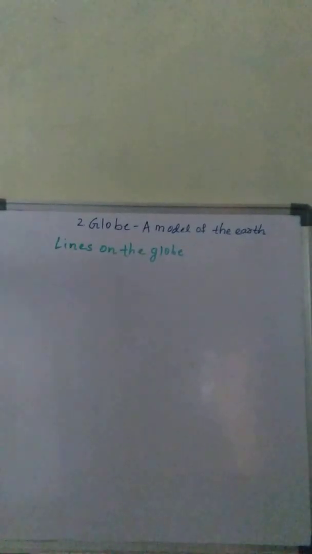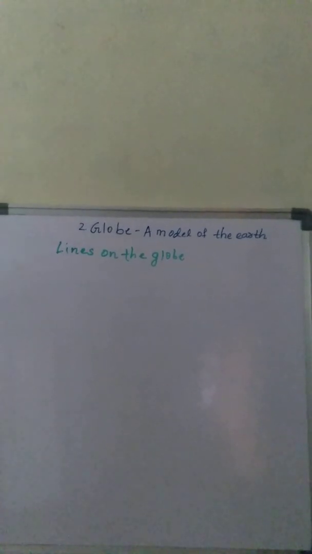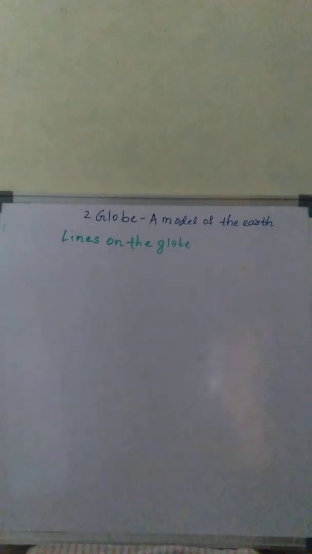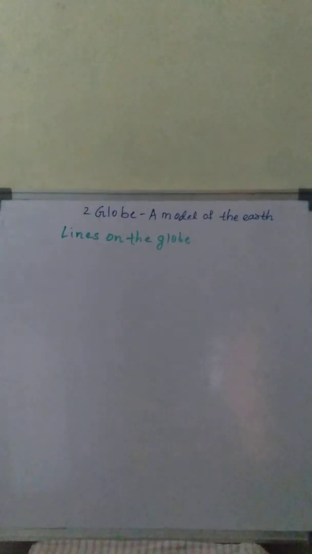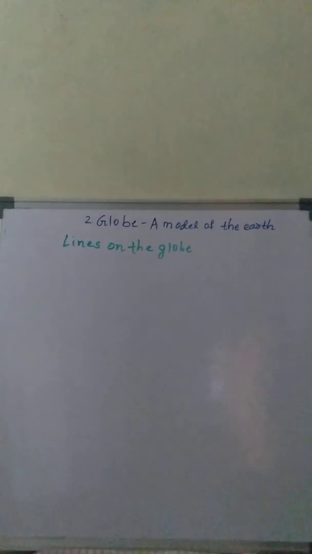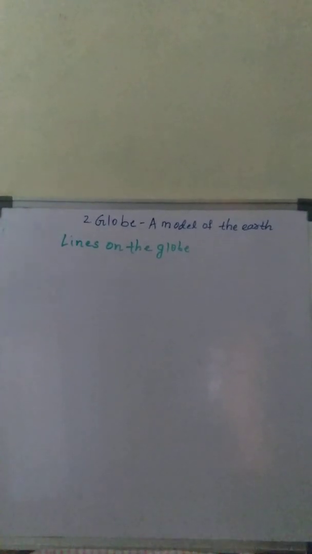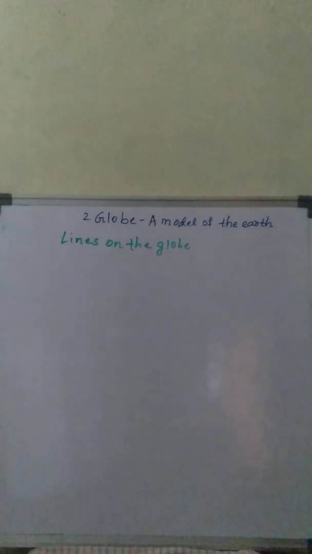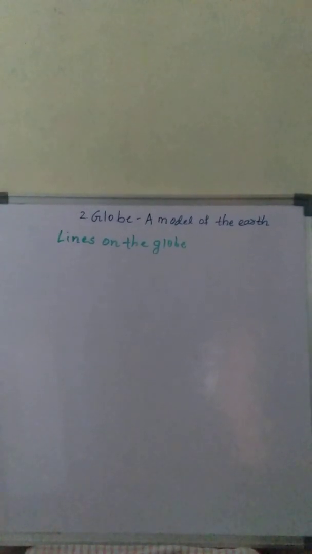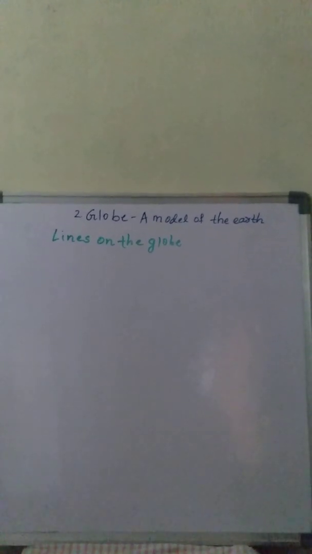Lines on the globe. You will see many lines across the globe. Some run from the North Pole to the South Pole, and the others go round the earth from west to east. These imaginary lines drawn by map makers help us locate places on the globe or maps. We will see how they are drawn in later classes. Now we will look at the most important lines. What are the most important lines?